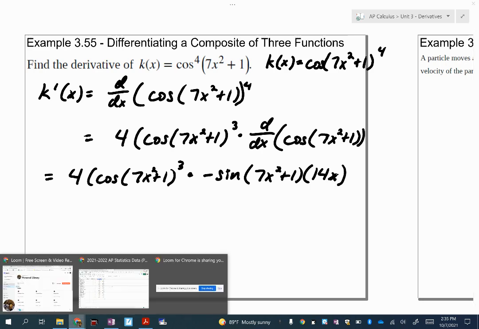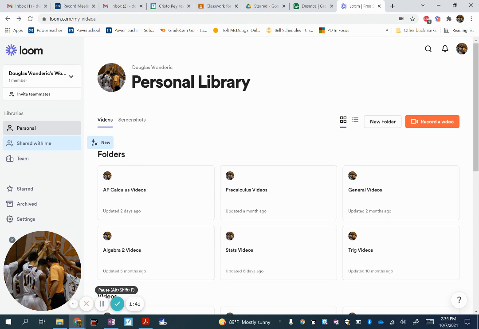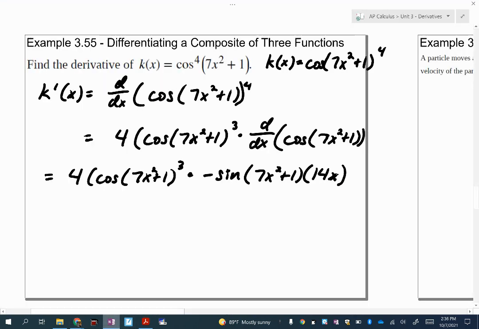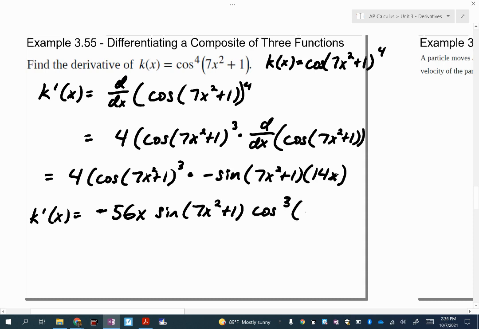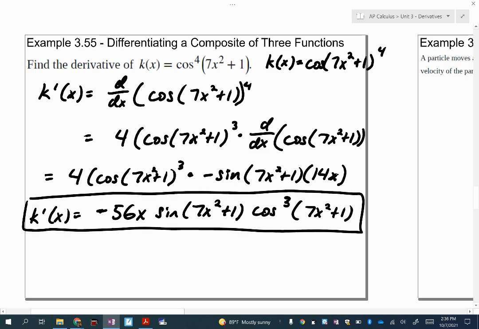I'm going to pause for a second. Okay, so now I'm going to put it together for k prime of x. I'm going to multiply 14x times 4 and times that negative to get negative 56x times sine of 7x squared plus 1 times the cosine cubed of 7x squared plus 1. All right, so that is going to be my derivative.